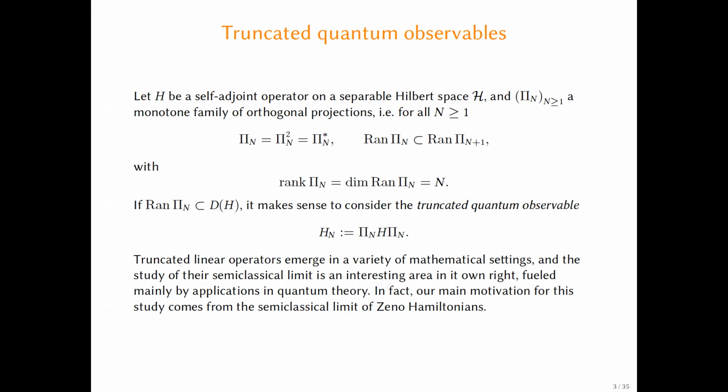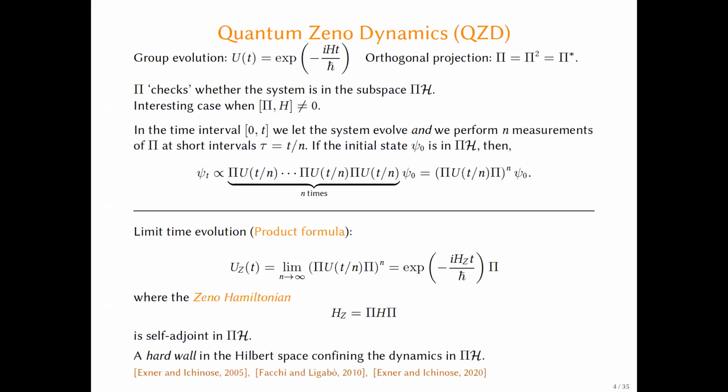Okay, so this kind of object is studied in the mathematical literature in many settings, but the motivation for us to study this kind of object is related to a topic that I like very much, that is the quantum Zeno effect. So these objects are the so-called Zeno Hamiltonians, and I try to recall some basic definitions. So what is quantum Zeno dynamics?